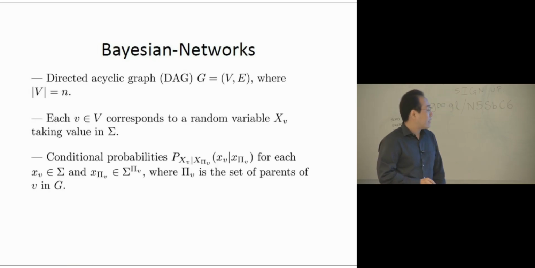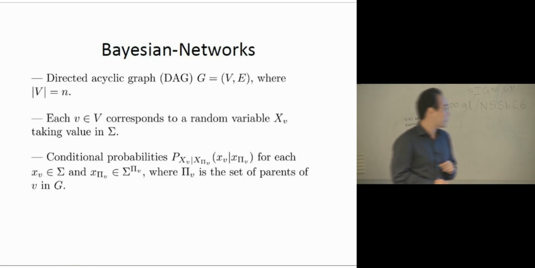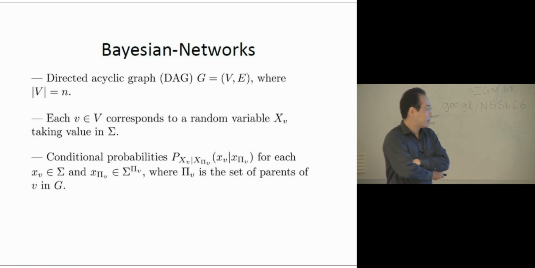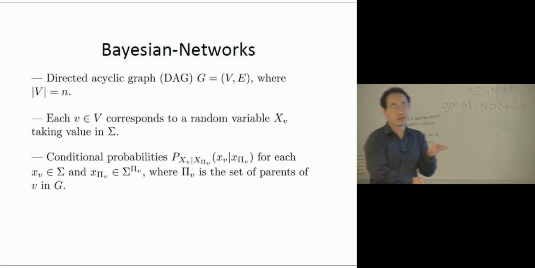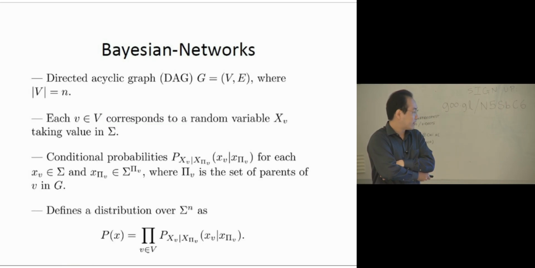taking value in sigma. Then we need to specify one specific distribution from this class. We need to spell out the conditional distributions. For each vertex V, we need to specify a conditional distribution for each of its possible values, as well as each value combination for its parents. By parents, I mean those nodes with an edge pointing towards V. Given those conditional probabilities, the distribution on a certain configuration X is just the product of the conditional probabilities in a topological order, with actual values filled in.